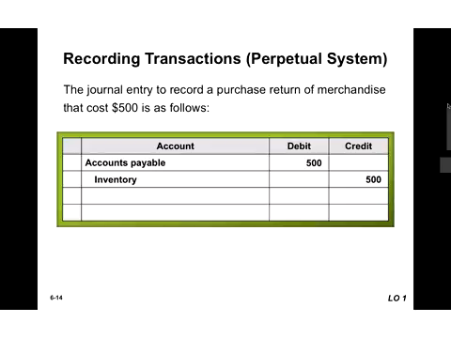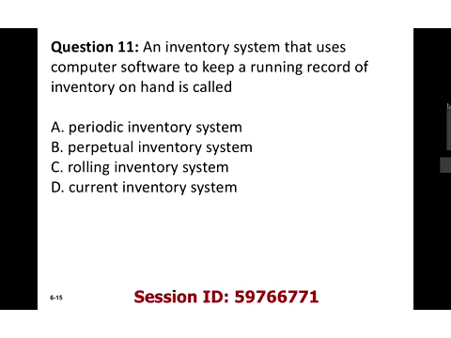Okay, now, next up is a question. I know I put it out there, and I see some answers coming in. If you've answered already, yeah, pretty good so far. So this question that's out there: an inventory system that uses computer software to keep a running record of inventory on hand. Doesn't it sound familiar, what we just did? That inventory system is called periodic, perpetual, rolling, or current. And we just had it.